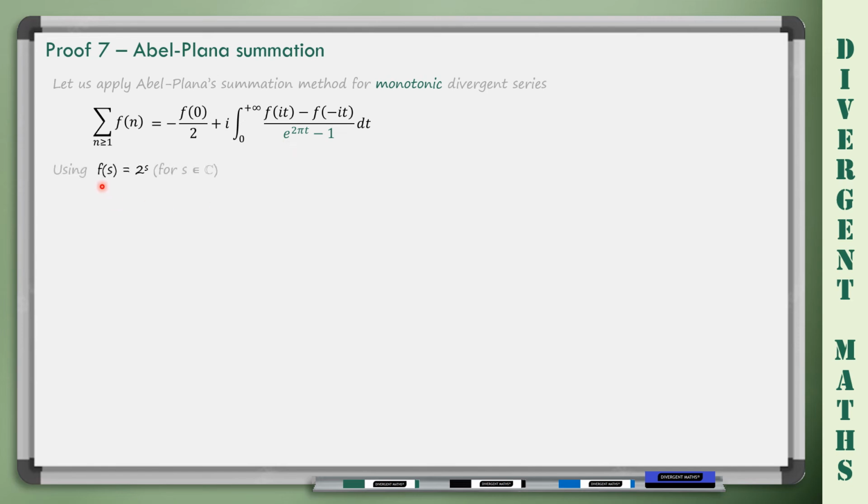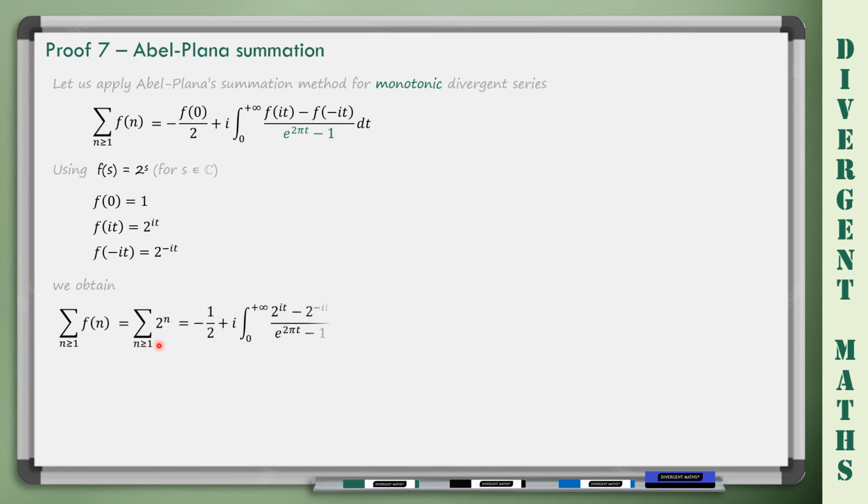All right. Using f of s equal 2 to the s as a naming convention, s is a complex number. So f evaluated at 0, you can see it's equal to 1, easy. f evaluated at it is 2 to the it. f evaluated at negative it is 2 to the negative it. So we obtain the sum from n equal 1 to infinity of 2 to the n equal to the value of f at 0, which is 1, times negative 1/2, we have it here, plus i times the integral from 0 to plus infinity of 2 to the it minus 2 to the negative it over the same fixed denominator, e to the 2 pi t minus 1, dt.